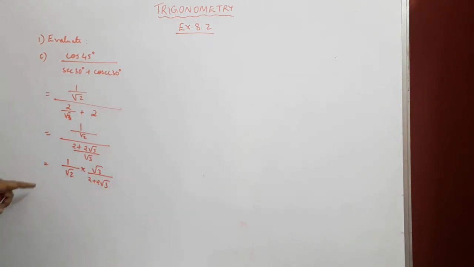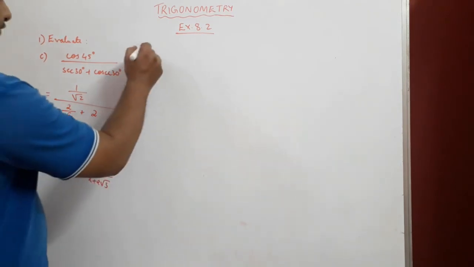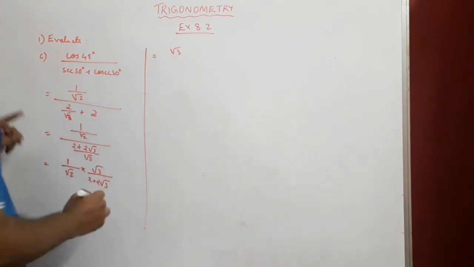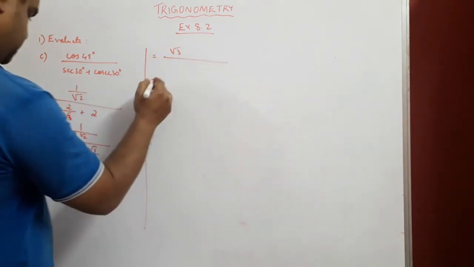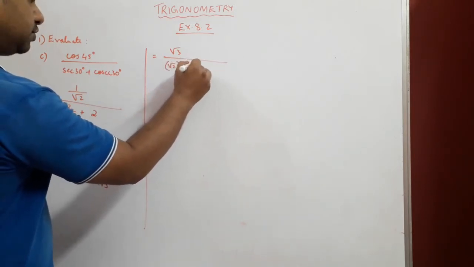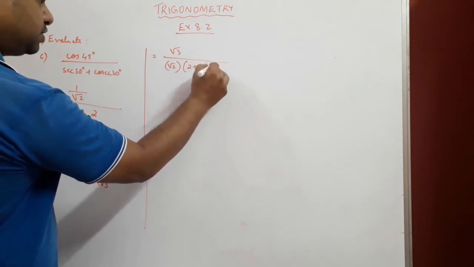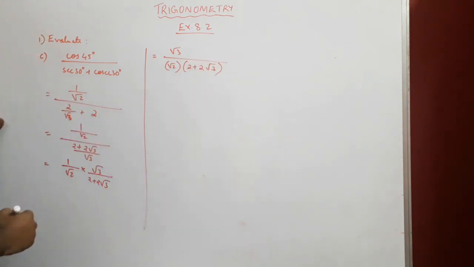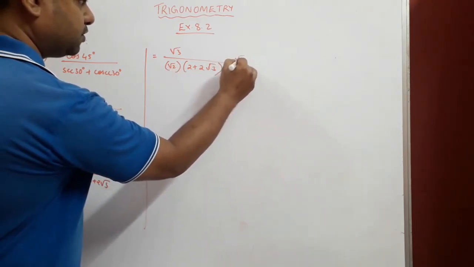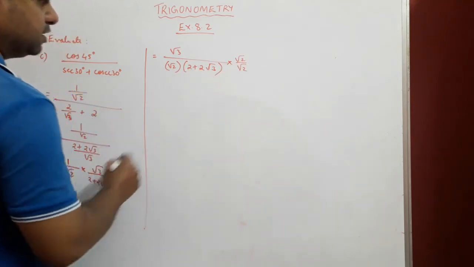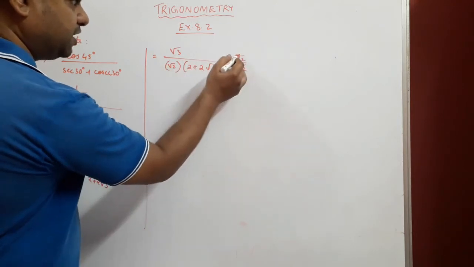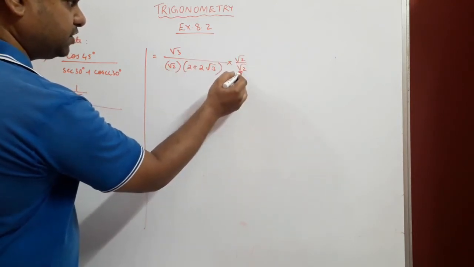Okay. Now we'll just write down what we've got over here. So we've got root 3 on top, divided by root 2 into 2 plus 2 root 3. Now the first thing is I want to get rid of this root 2, because I will need to rationalize the denominator. For that I just multiply the numerator and denominator with root 2.